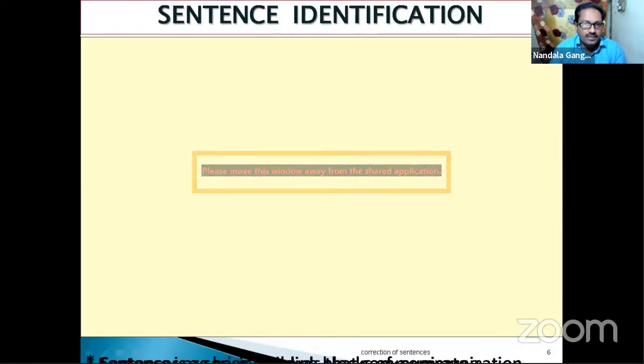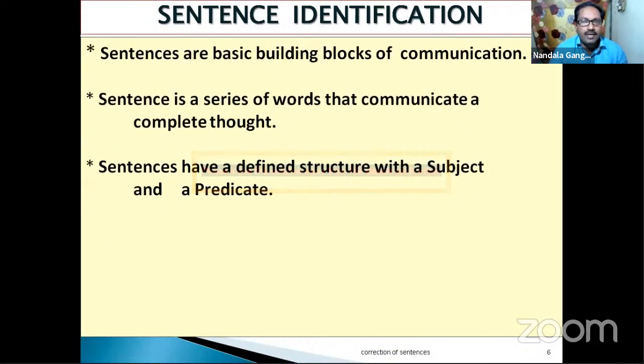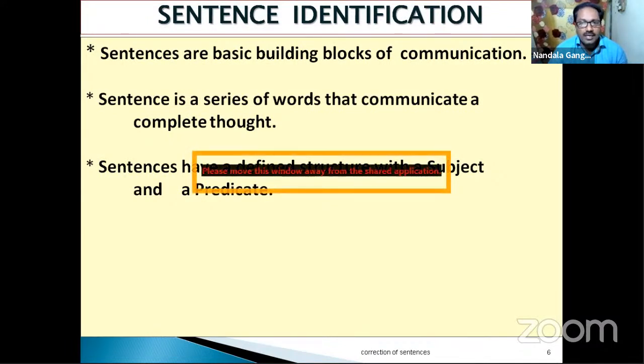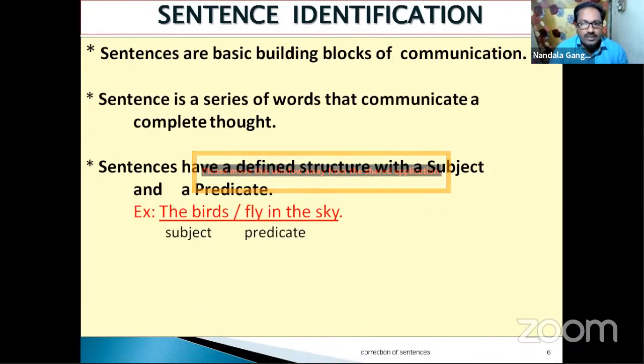The sentence identification. Sentences are basic building blocks of communication. If you want to communicate, the sentence should be meaningful. If the sentence is formed well, the communication will be good. So we should follow structurally, grammatically and syntactically correct rules in preparation of sentences. And a sentence is a series of words that communicate a complete thought. Sentences have a defined structure with a subject and predicate.